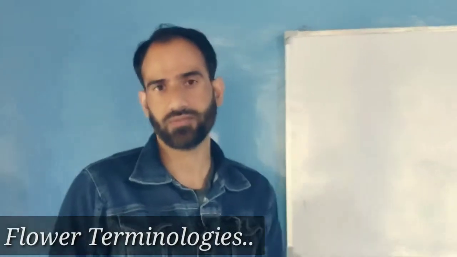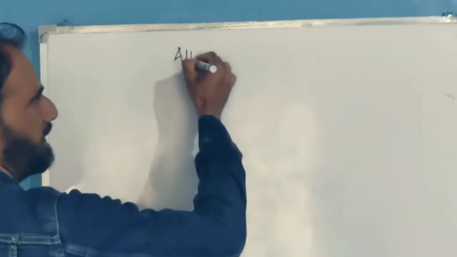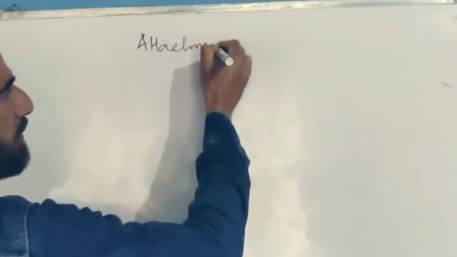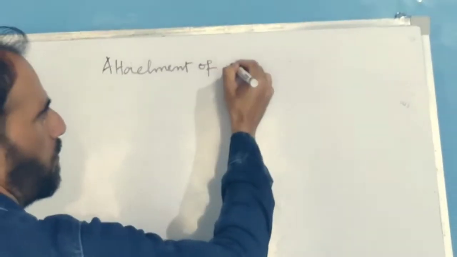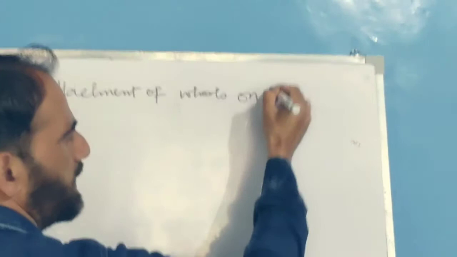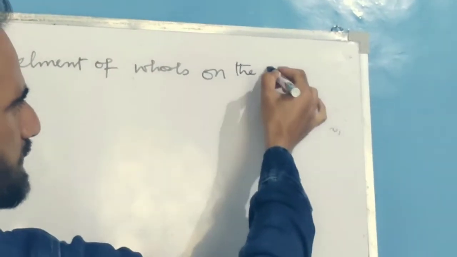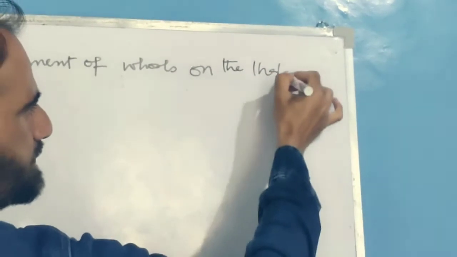Yesterday we were talking about the important terminologies of the flowering plant. So today we will continue with the same. Today's topic is about the attachment of whorls, flowering whorls, on the thalamus.